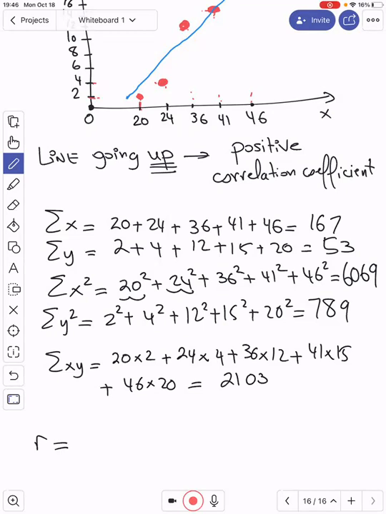So again, I'm just going to remind you of the formula for the correlation coefficient, R.